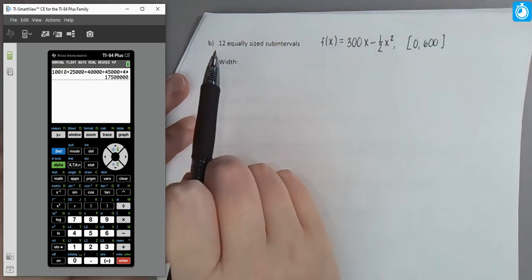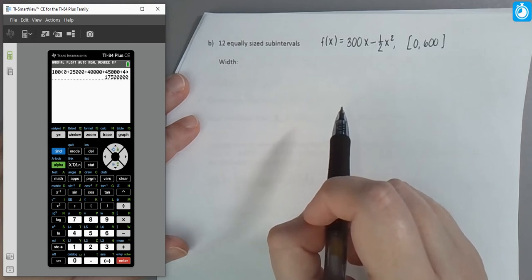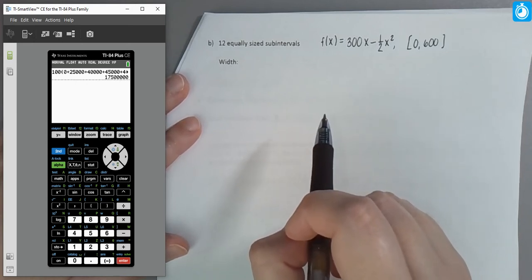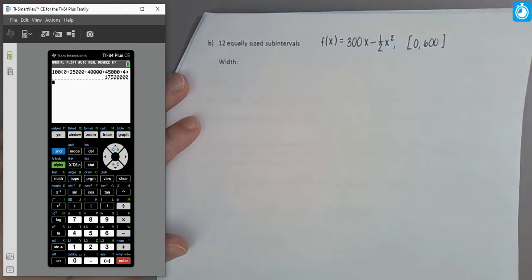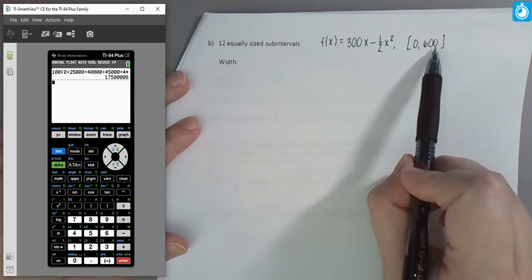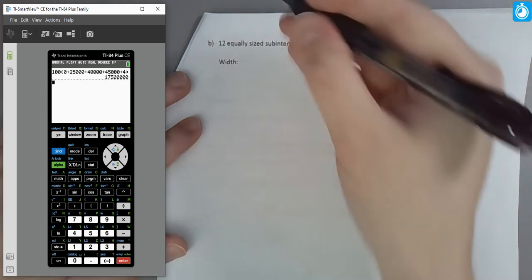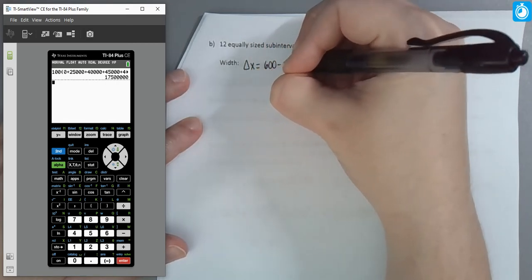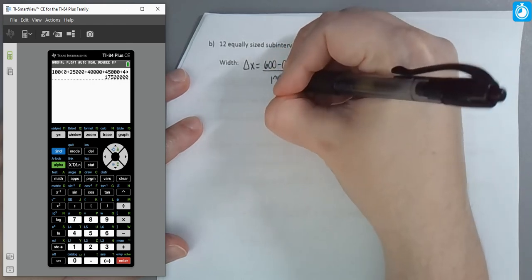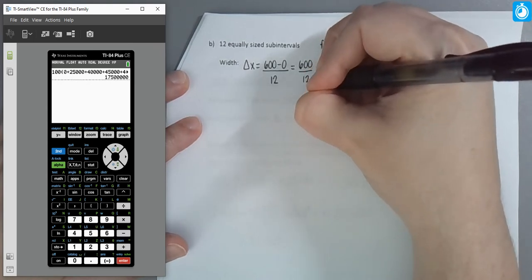Now, as you can probably guess, if we're doing 12 subintervals, it's going to be 12 terms, which means it's going to be more writing. But it also means that we're going to get a better approximation of the area. So first off, what's the width going to be? Well, because we're increasing the number of rectangles, but still distributing them over the same distance, each rectangle is going to be smaller, so each width is going to be smaller as well. So delta x in this case is going to be 600 minus 0 divided into 12 parts. So that's going to be 600 divided by 12.